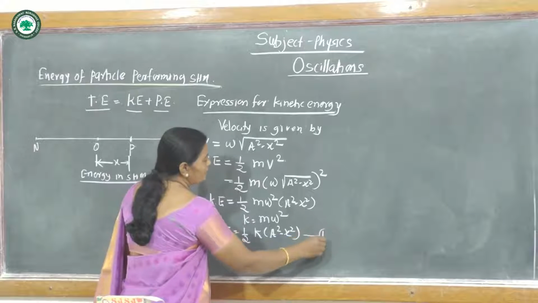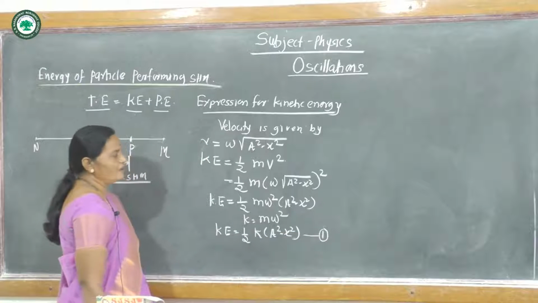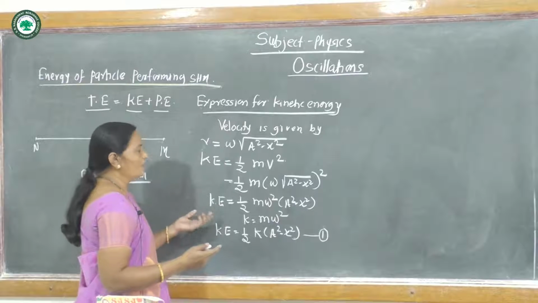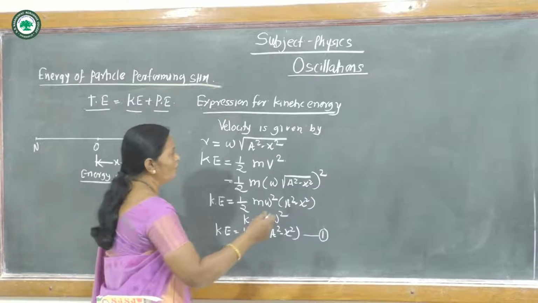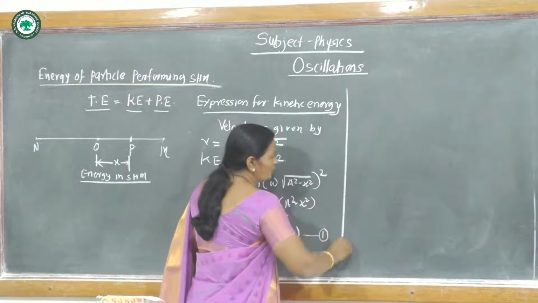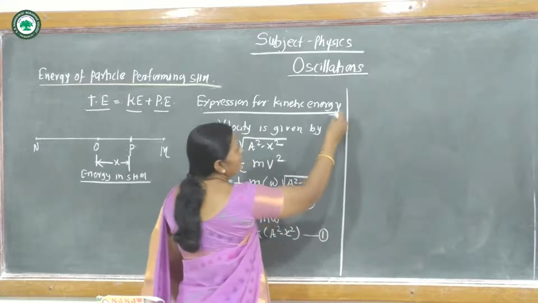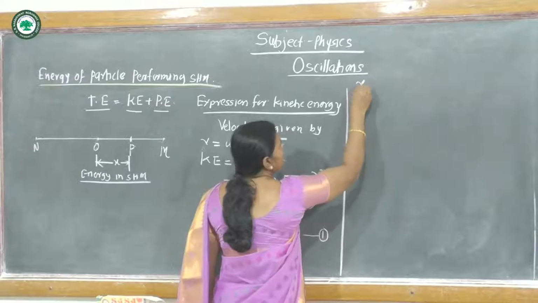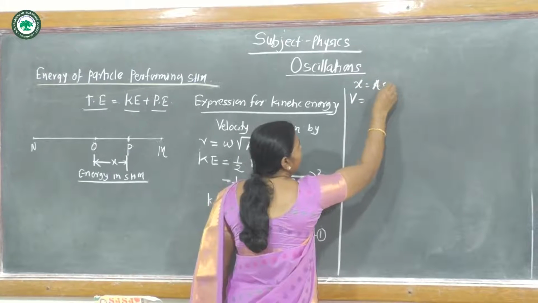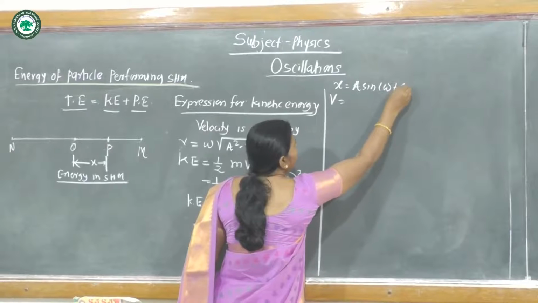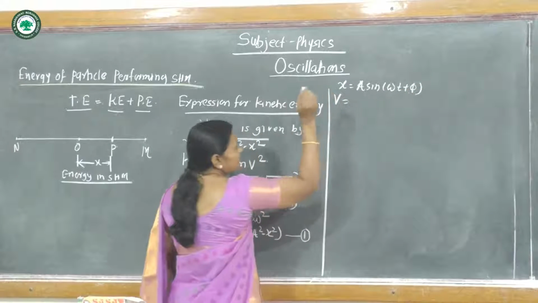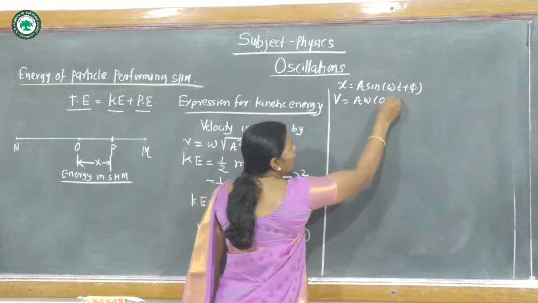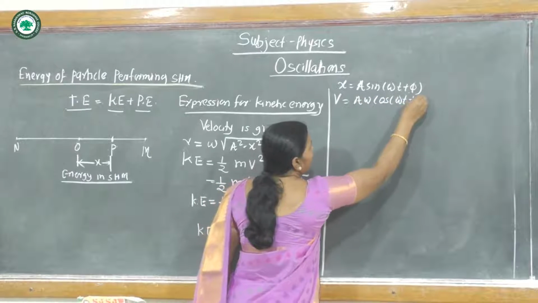Suppose this is equation number 1. Now again we write another expression for kinetic energy. We know the value of velocity: suppose x is equal to a sin(omega t plus phi), then velocity is given by a omega cos(omega t plus phi).